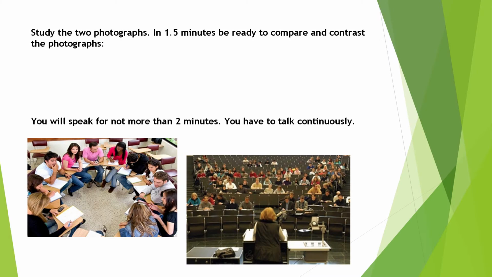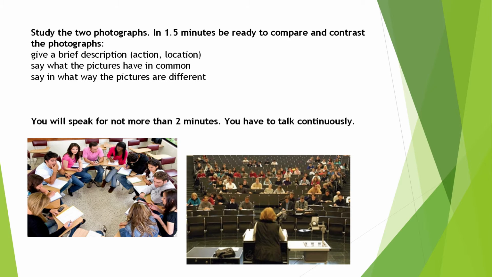As we know, the task itself comprises 5 main aspects. Let me remind you of them. So these aspects are the description of the pictures, the similarities, the differences between them, the speaker's opinion, his choice, actually, which activity or experience he would prefer, and in the final part, the speaker will have to dwell upon the reasons why he or she has made this particular choice.